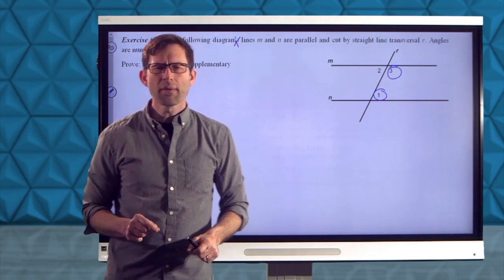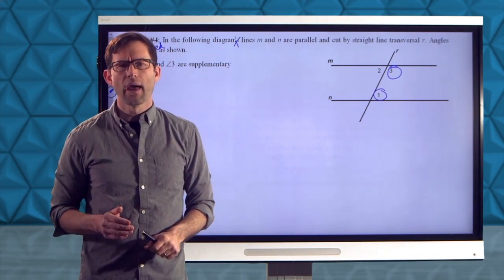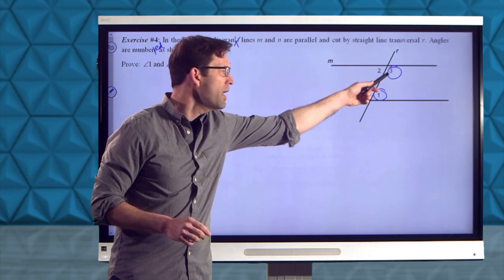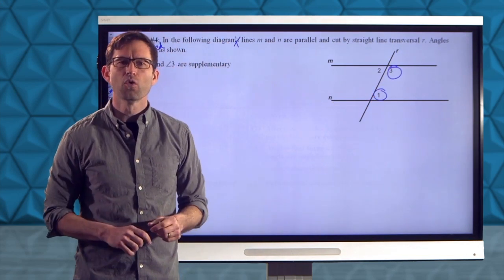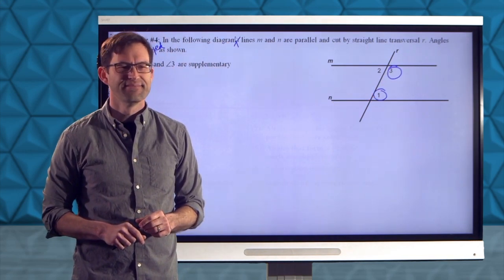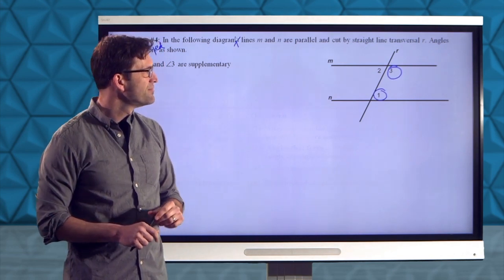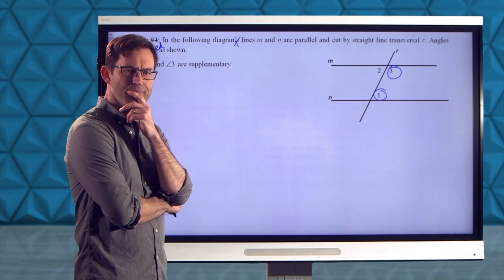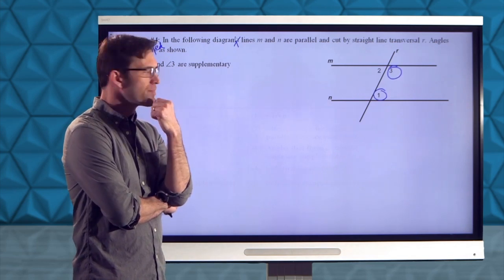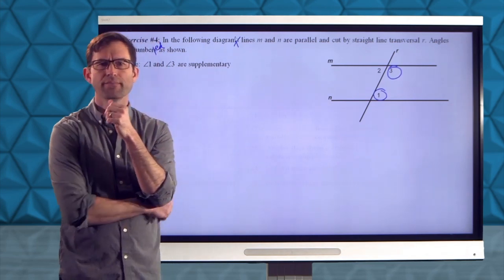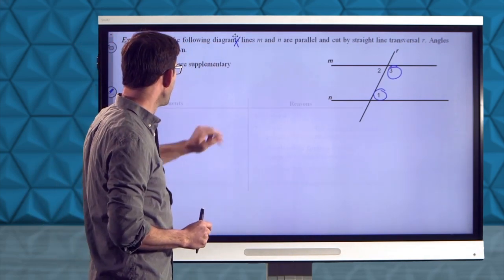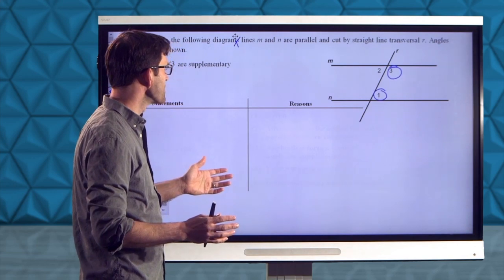Now, let's think about how that's done. Pause the video now and take a few moments to think about how you can establish that 1 and 3 will add up to 180 degrees. Let's go through it. Okay, so, almost there, we go. There's my statements and reasons.